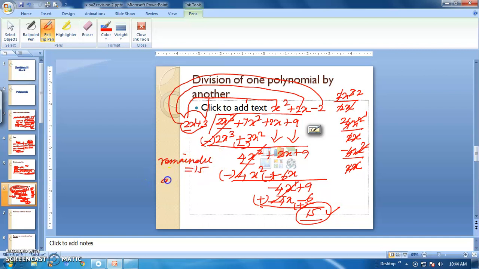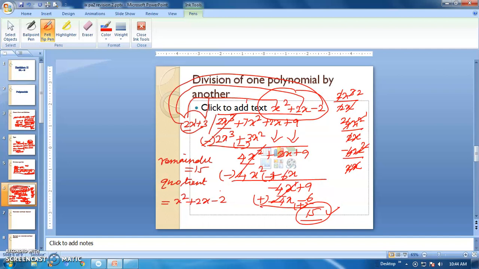What about the quotient now? So quotient equal to, so this one. Okay, so this is the quotient, so x square plus 2x minus 2, that is the quotient. So that is the procedure to divide one polynomial by another polynomial.